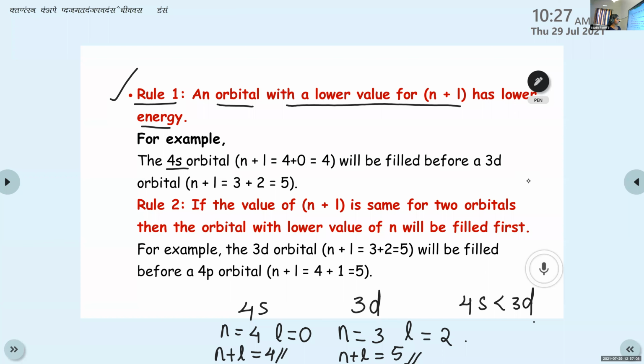It is based on the n plus L value. The n value is obtained from the main shell, and the L value is obtained from the subshells. Subshells are S, P, D, and F, and you have to remember their values starting from 0, 1, 2, 3. So that's the first rule. This is clear, children? First one.